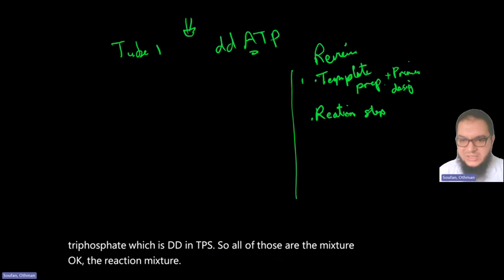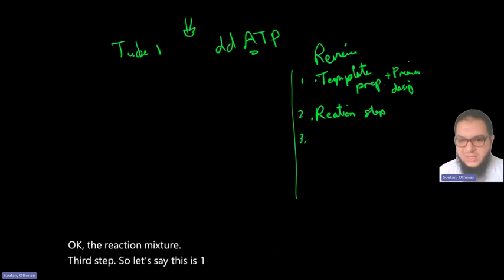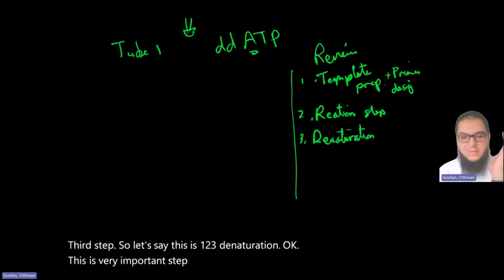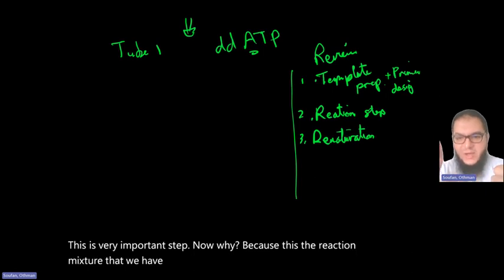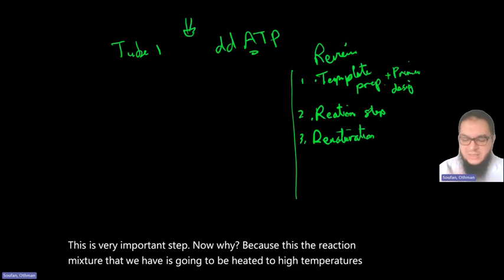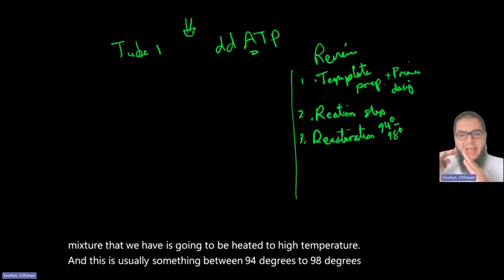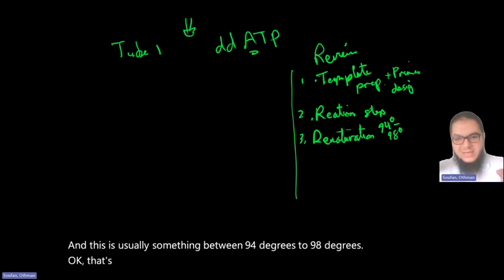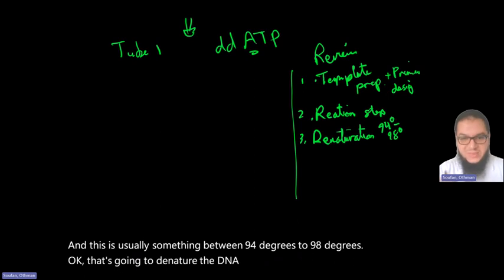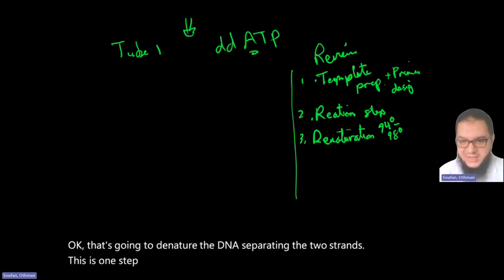Third step, so let's say this is 1, 2, 3, denaturation. This is a very important step. Why? Because the reaction mixture that we have is going to be heated to a high temperature, usually between 94 and 98 degrees. That's going to denature the DNA, separating the two strands. So we are heating here.